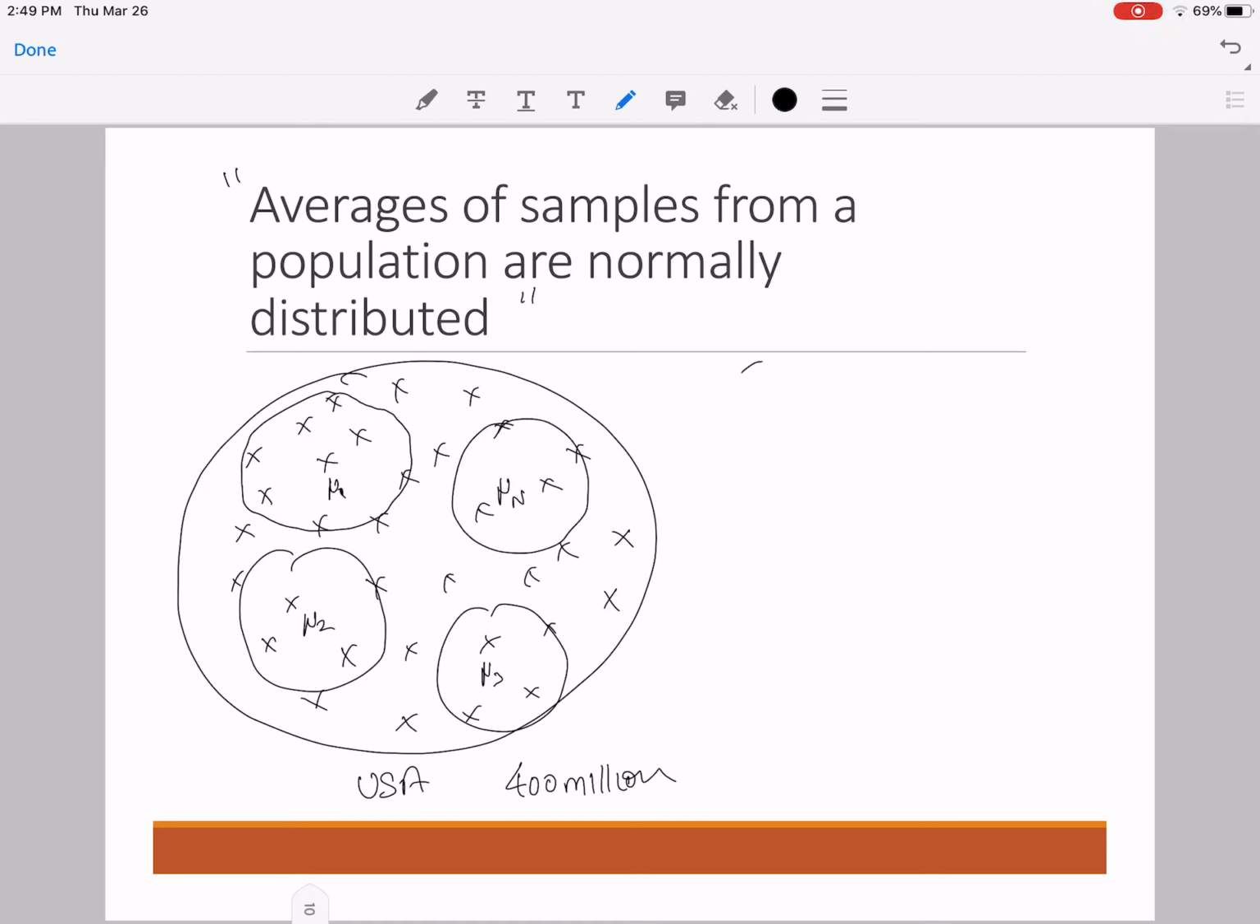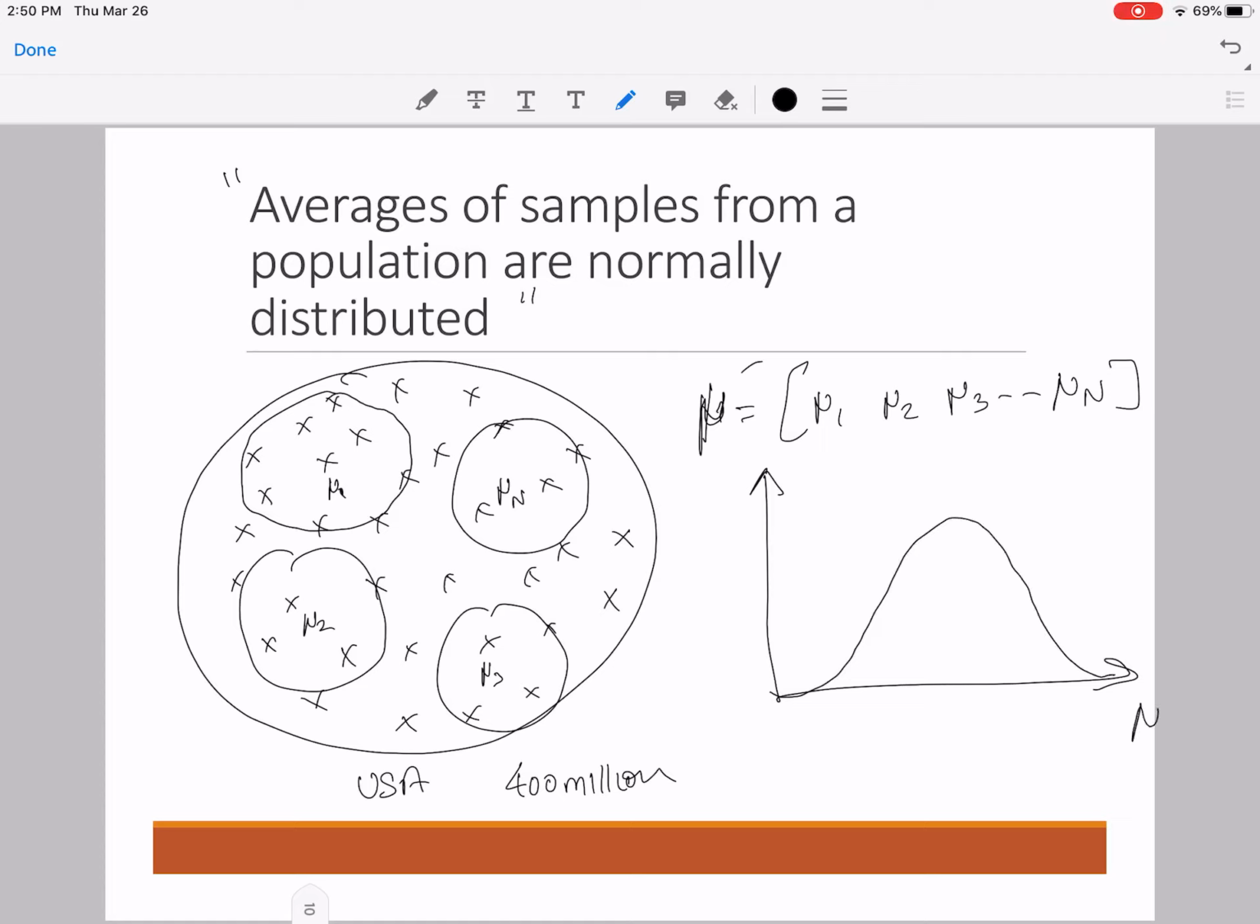Now, the central limit theorem states that mu, which is a vector comprising mu1, mu2, mu3, and so on until mu of n, is actually going to be a random variable. Specifically, it's going to be a Gaussian random variable with a bell-shaped curve like this. Not only that, the average or the mean of this bell-shaped curve is going to be approximately equal to the population's mean.